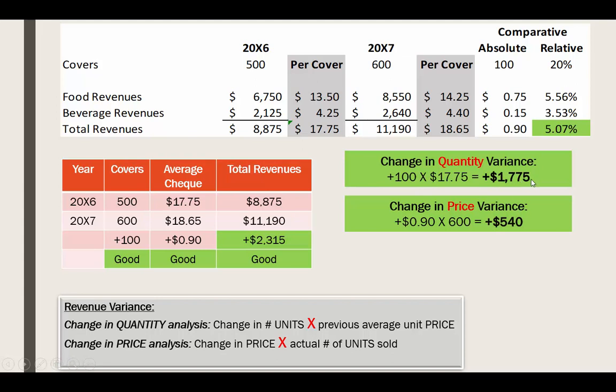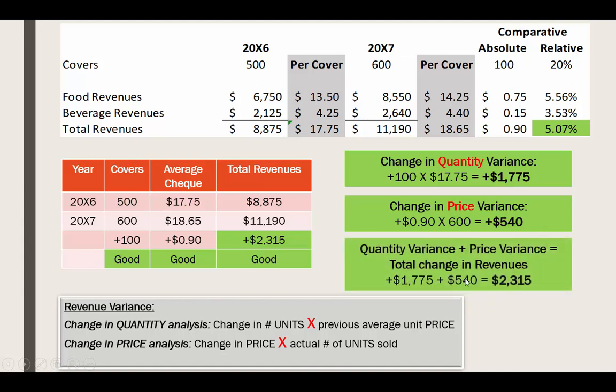So not only did we increase the amount because we had more covers, which is good, but we also increased our price per cover, so that's good too. So overall, I'd be very happy. The last thing to do would be to add those two together to confirm that sure enough, our quantity variance plus our price variance equals how much we actually increased our revenues by.